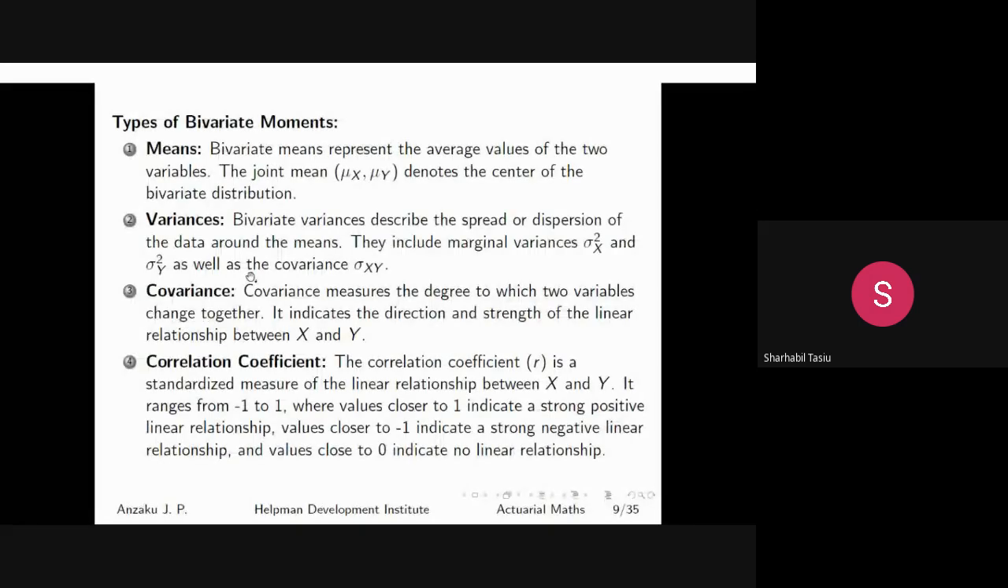All right. So we were here earlier on and we're talking about the types of bivariate moments. So we saw the mathematical aspect of it, and we looked at the bivariate means, which is expectation, the variances, the covariance, that's the sigma xy, the individual marginal variances, sigma squared x and sigma squared y, then the correlation, and so on and so forth.